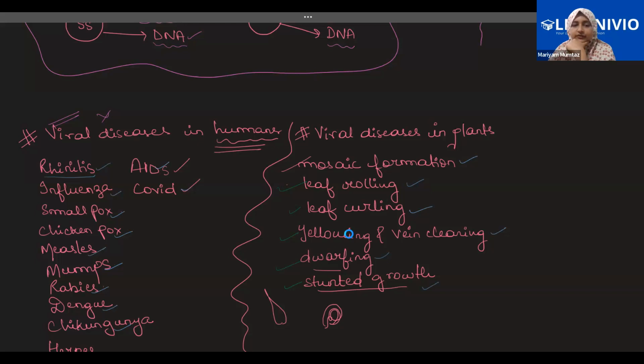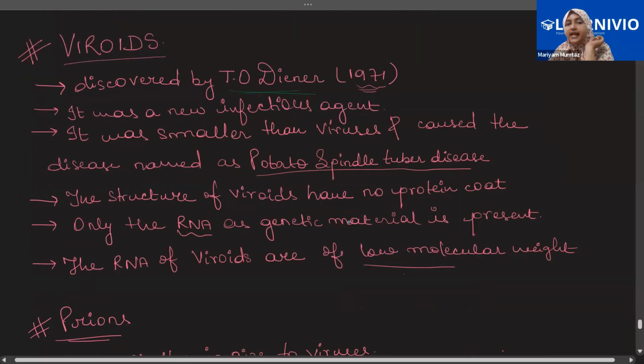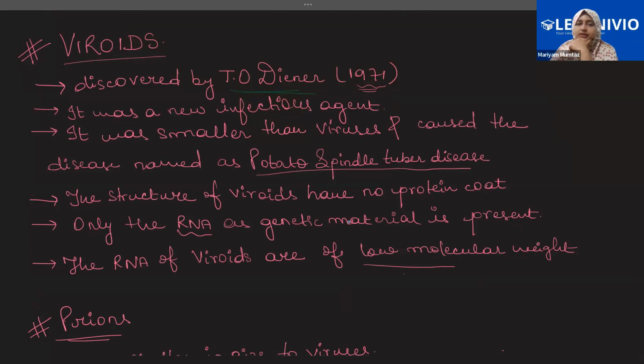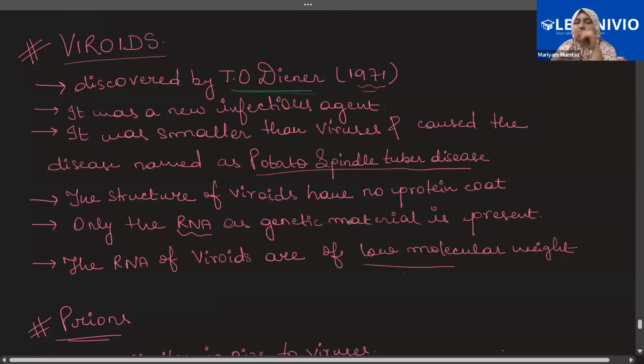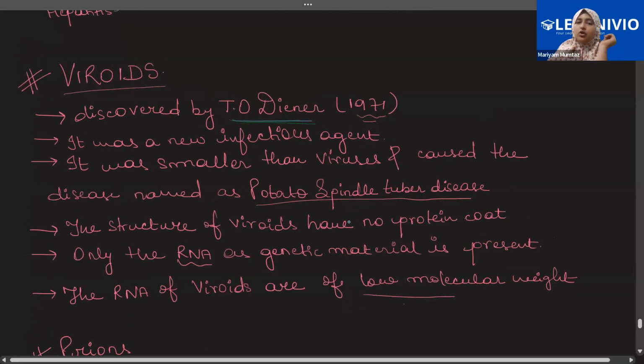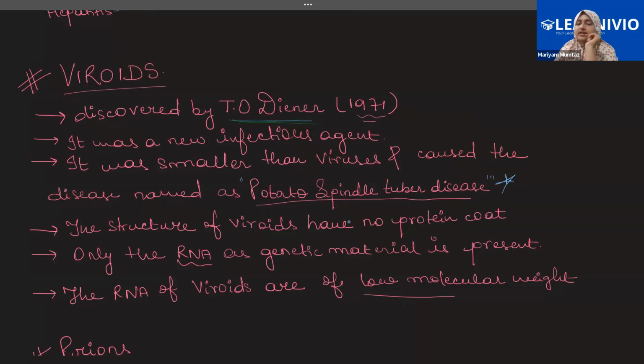Okay, now moving forward, we are talking about the next group of organisms that have also not gotten any place. That is viroids. Now, viroids were discovered by T.O. Diener in the year 1971. It is a new infectious agent. It is smaller than viruses and it is infectious. It causes a disease known as potato spindle tuber disease in plants.